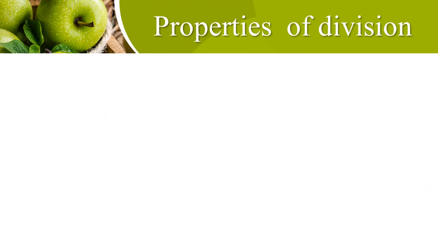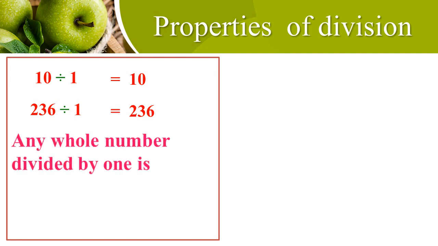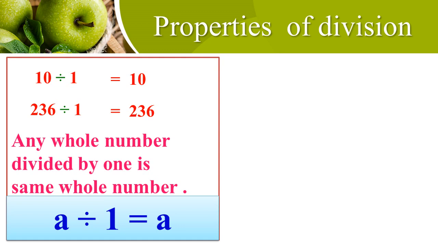Next, properties of division. Let us understand with some examples. 10 divided by 1 equal to 10. 236 divided by 1 equal to 236. Therefore, we learn from this any whole number divided by 1 is same whole number. So, we conclude that a divided by 1 equal to a.